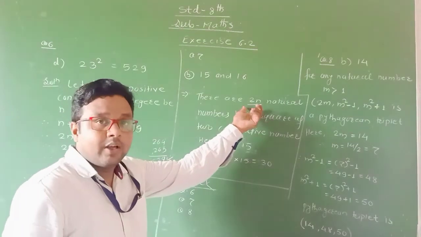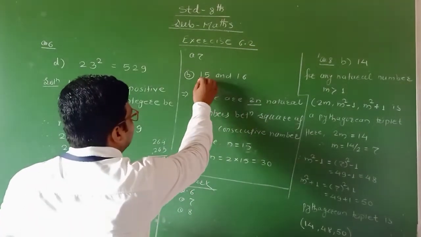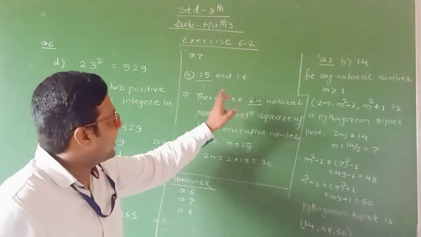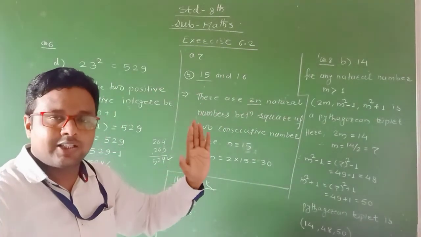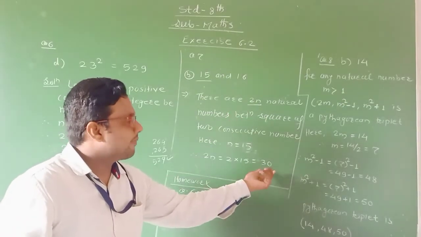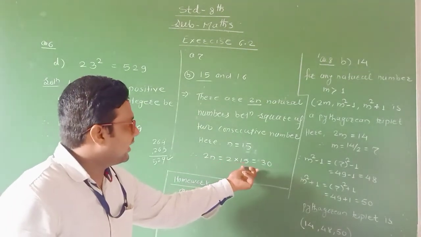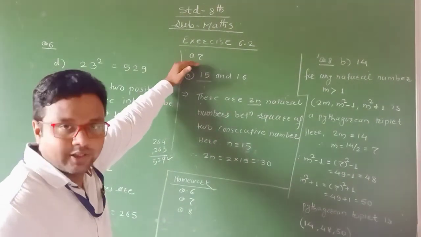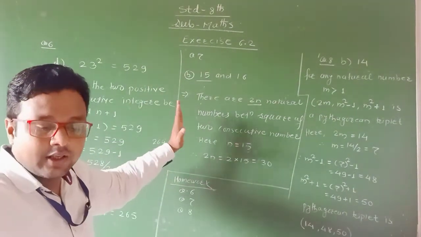That is 2n. Now what should we take as n? Here we have to take the smaller number as n. Here n is equal to 15, and its consecutive is 16. If you take the squares of 15 and 16, you will find there are 30 numbers between them. 2n is equal to 2 into 15, here we get 30. In this way we can find the answer for question number 7. I hope you understand this question.